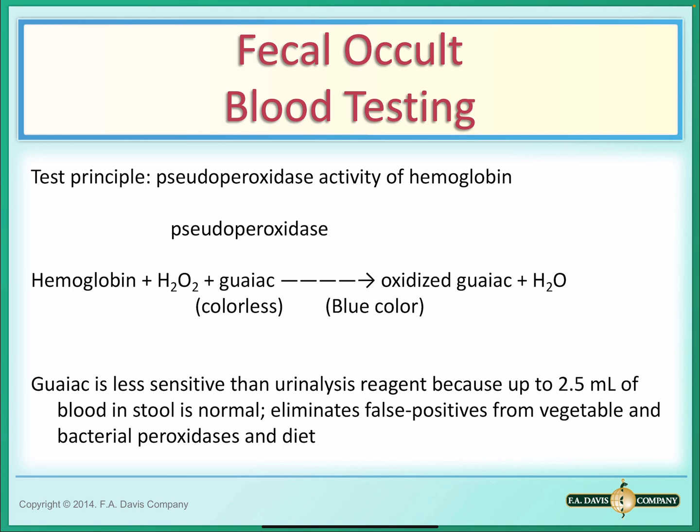Again, the guaiac principle is less sensitive than the urinalysis reagent because up to 2.5 mL of blood in the stool can be normal. This can help eliminate false positives from vegetable and bacterial peroxidases and diet as well.